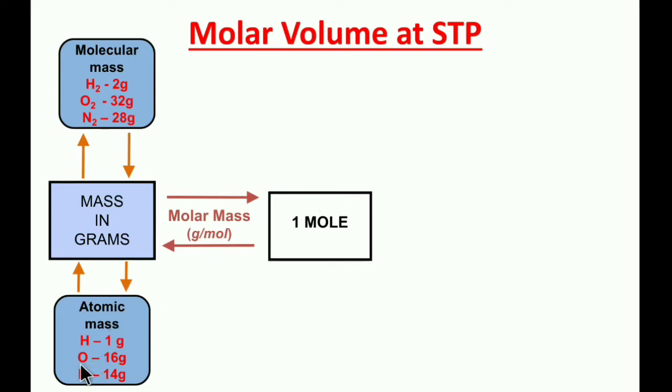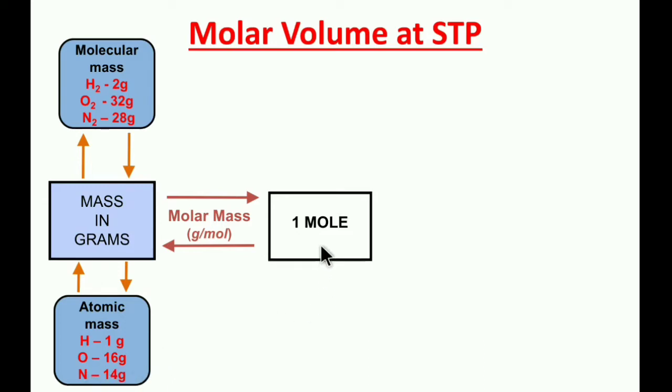Okay, right. Coming to the oxygen atom, its atomic mass is 16 grams. 1 mole of oxygen atom is equal to 16 grams. Coming to the nitrogen atom, its atomic mass is 14 grams. 1 mole of nitrogen atom is equal to 14 grams.